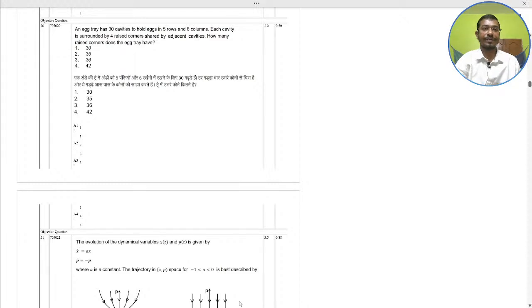Next, the last question from the general aptitude. An egg tray has 30 cavities to hold eggs in 5 rows and 6 columns. Each cavity is surrounded by 4 raised corners shared by adjacent cavities. How many raised corners does the egg tray have?